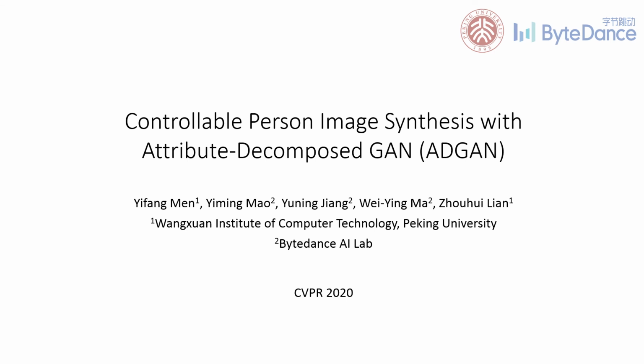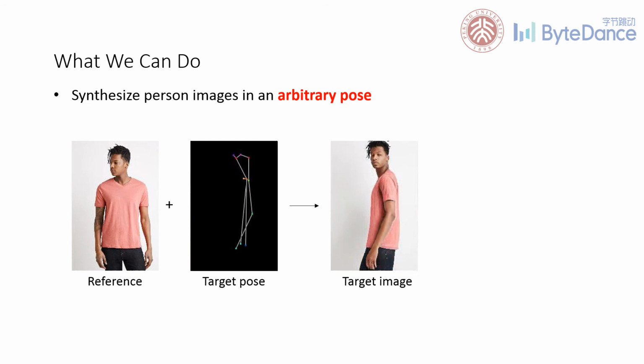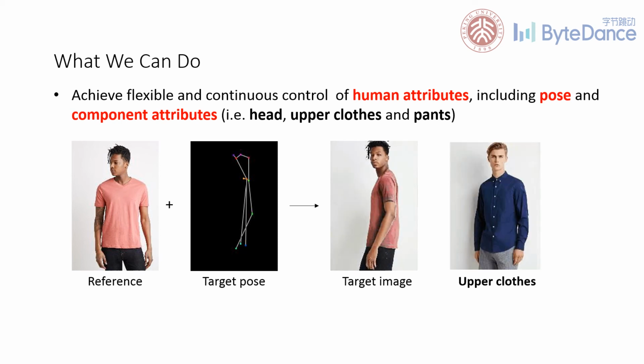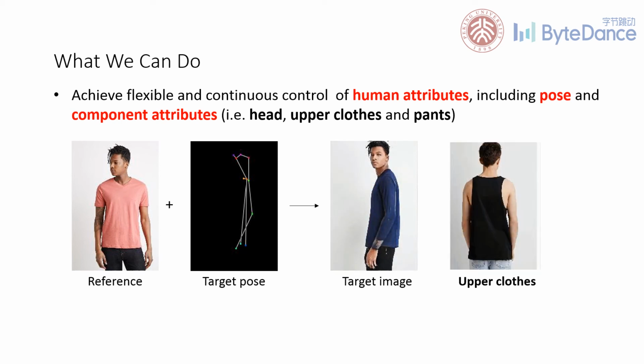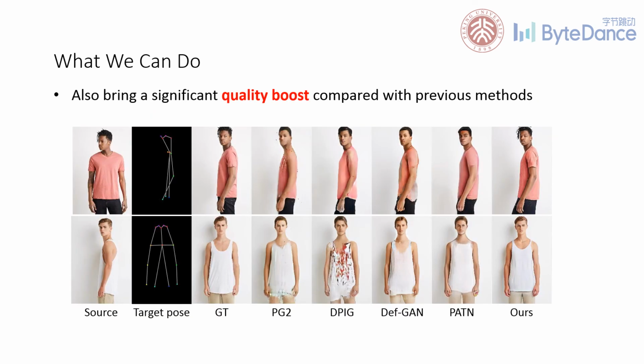In this work, we define and solve the problem of controllable person image synthesis with attribute-decomposed GAN, a neat and effective generative model. Compared to previous methods to synthesize person image in an arbitrary pose, we can achieve flexible and continuous user control of other important human attributes, such as head, upper clothes, and pants. Another source image with desired attributes can be directly provided. Our method can also bring a significant quality boost for more realistic results.